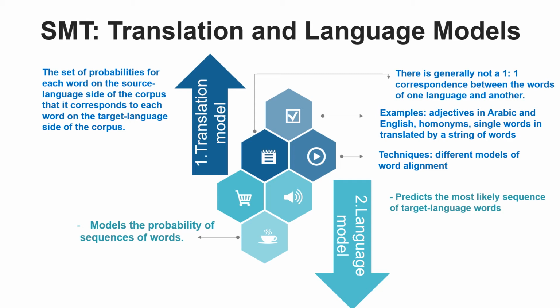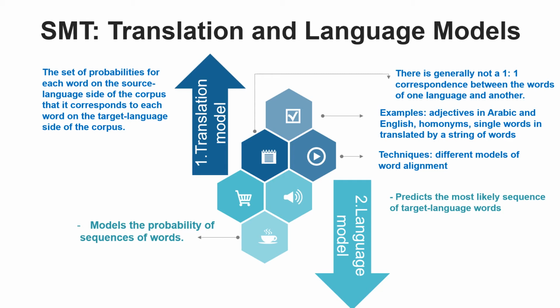The translation model is the set of probabilities for each word on the source language side of the corpus that it corresponds to or gives rise to each word on the target language side of the corpus. The hope is that for words which are translational equivalents, the probabilities will be suitably high. One problem that arises for this approach is that, as all linguists know, there is generally no one-to-one correspondence between the words of one language and another.